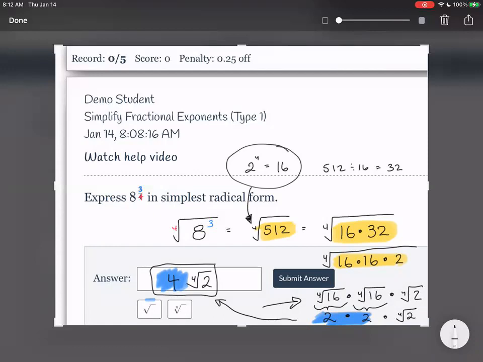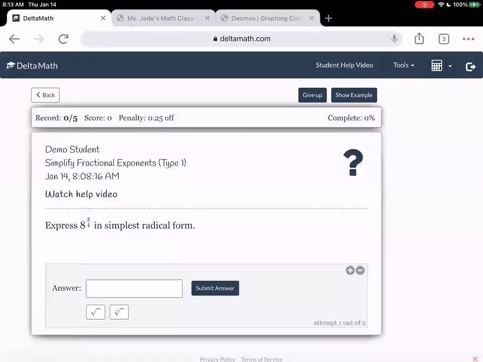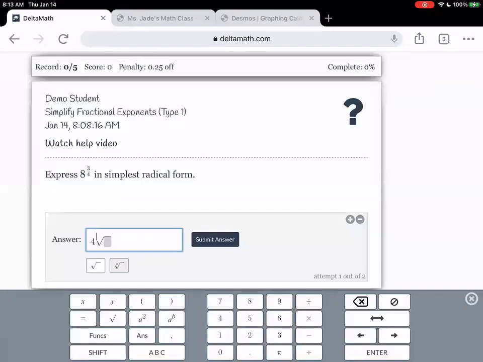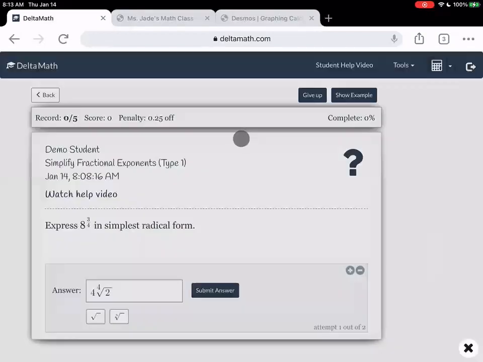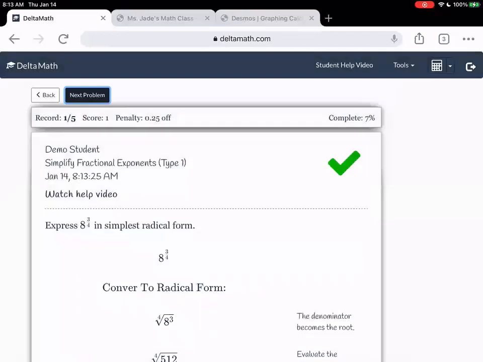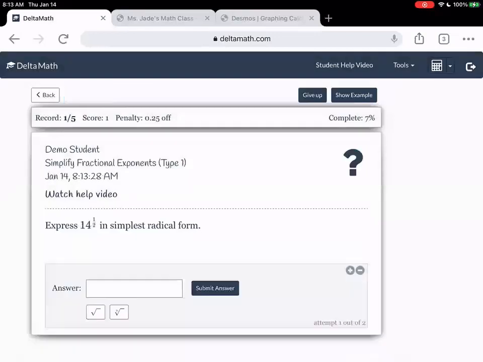I'm going to pause the video here to see if you guys have any questions. All right, so 4 times the 4th root of 2. Okay, let's do another one.